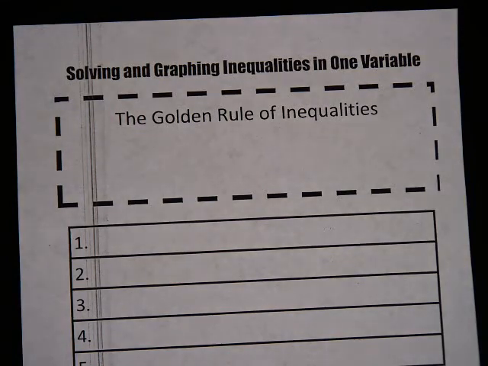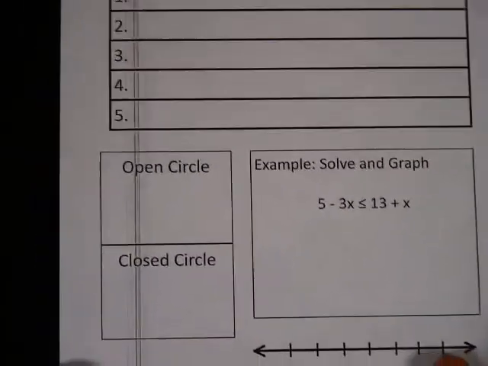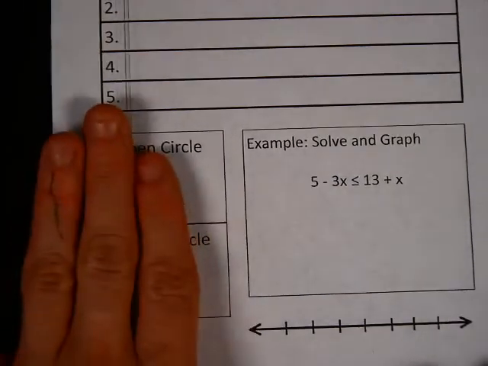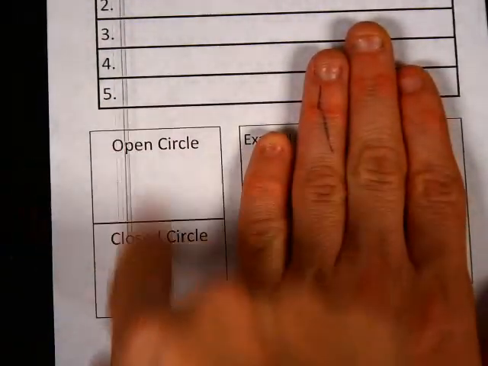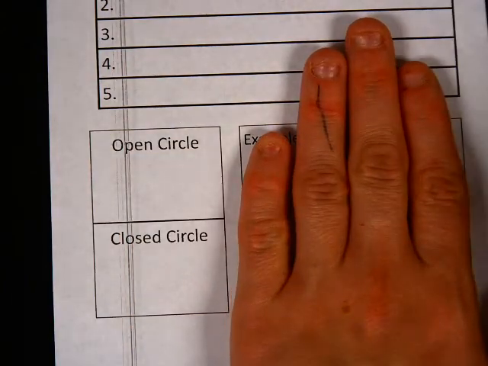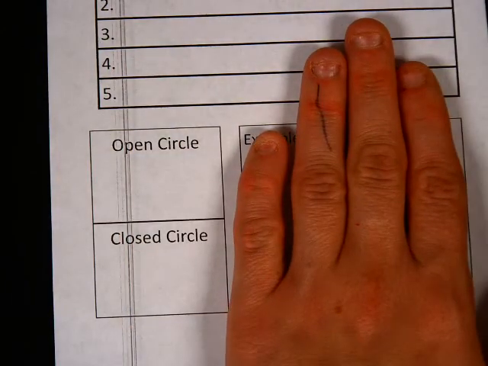Okay, we're going to kind of jump around on this. We're actually going to go down here. This is review. We're going to ignore this for now. This is review. Which inequality symbols have an open circle?